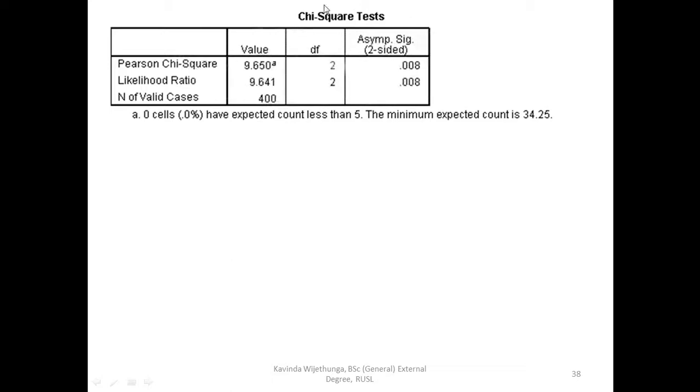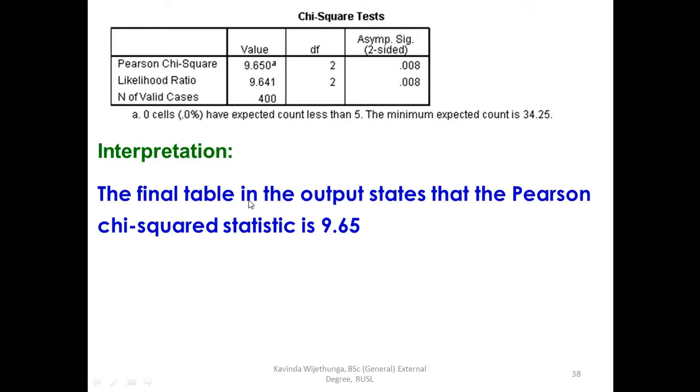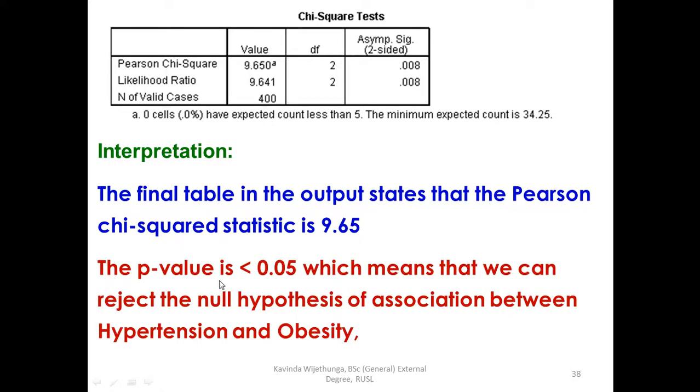So this is the chi-square test value. You take the Pearson chi-square significance value, that is 0.008, which is less than 0.05. It means you can reject the null hypothesis. In the final table, the Pearson chi-square statistic is 9.65 and the p-value is 0.008, which is less than 0.05, which means we can reject the null hypothesis of no association between hypertension and obesity. This is the way of doing the chi-square test for cross tabs using SPSS.